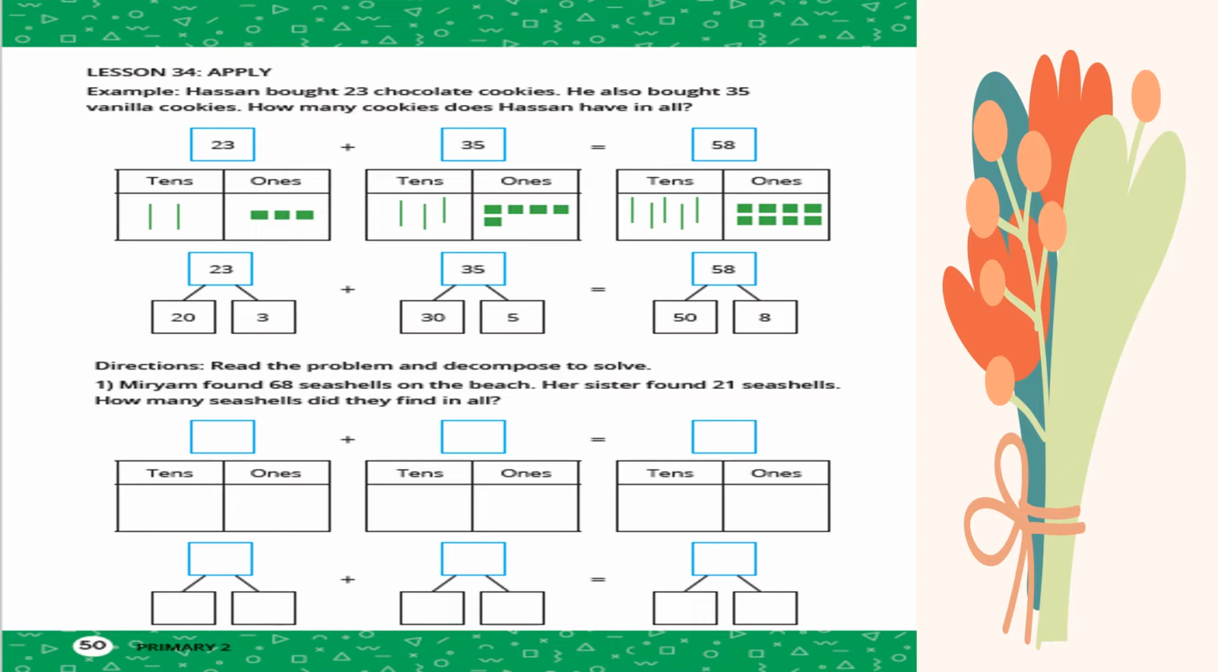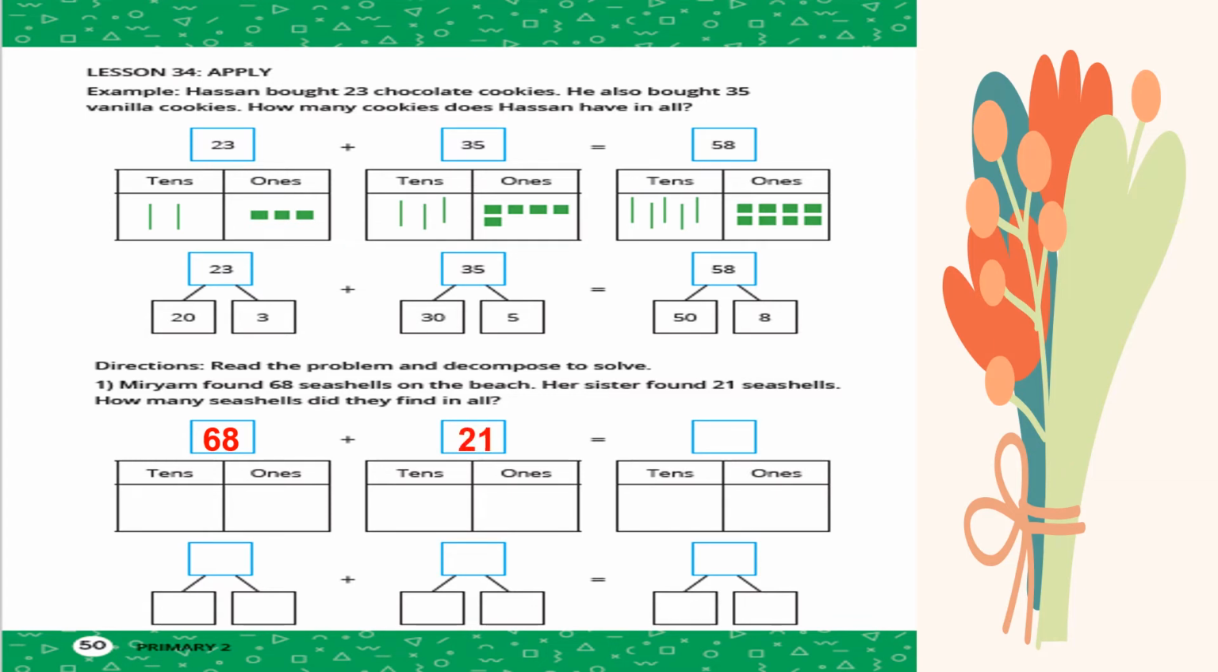Another story problem. Read the story problem and choose and decompose to solve. Mariam found 68 seashells on the beach. Her sister found 21 seashells. How many seashells did they find in all? In all is a keyword for addition.